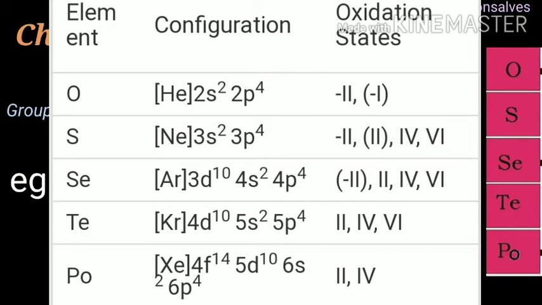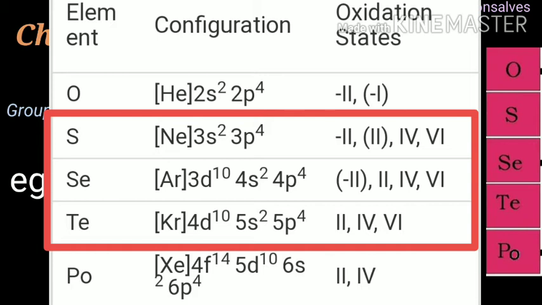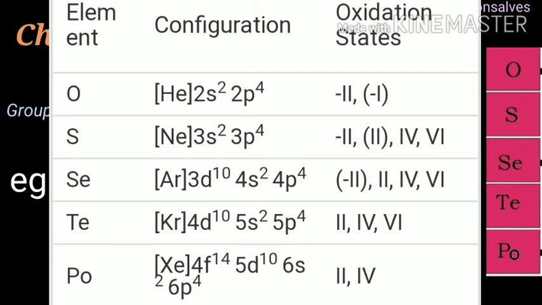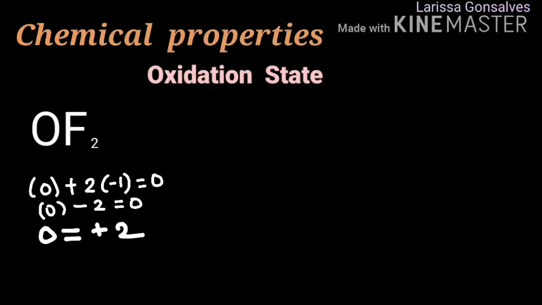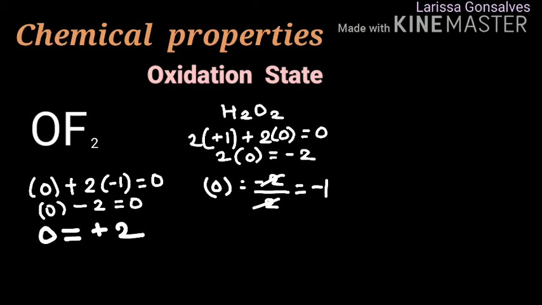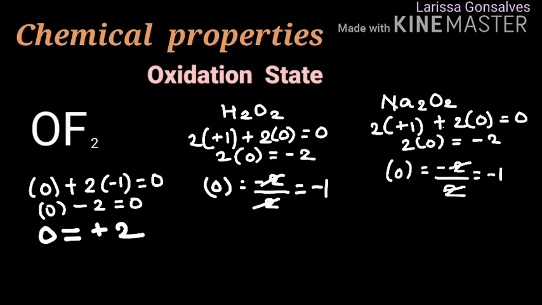However, sulfur and tellurium can attain oxidation states of +4 and +6, which are considered to be more stable than the +2 oxidation state. We know that oxygen is the most electronegative element in group 16 elements, and it shows the common oxidation state of -2. However, it differs in the case of OF2, where the oxidation state is +2, and also in the case of peroxides like hydrogen peroxide and sodium peroxide. These are the examples of it.